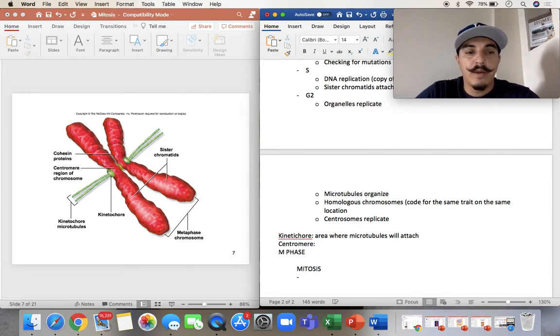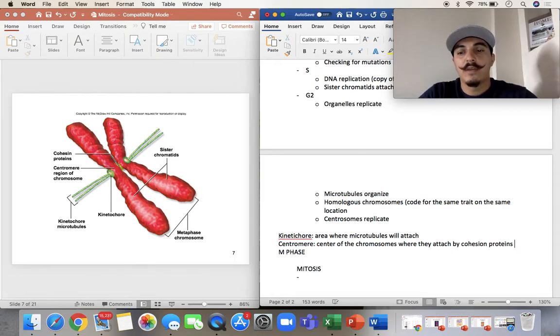Centromere is a region, center of the chromosomes, where they attach by cohesin proteins. Okay, cohesin is right here. Cohesin proteins in the middle, and the centromere is just the middle area. So just basically making sure we have the middle and split through the middle. You don't want to split through the sides or anything like that. Make sure it's completely even and symmetrical. Okay.